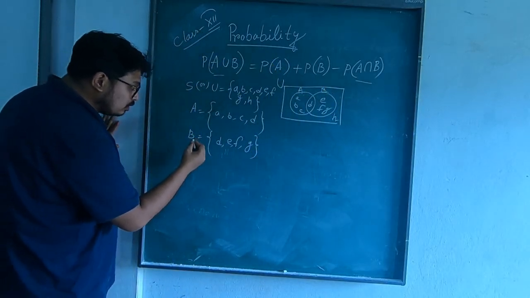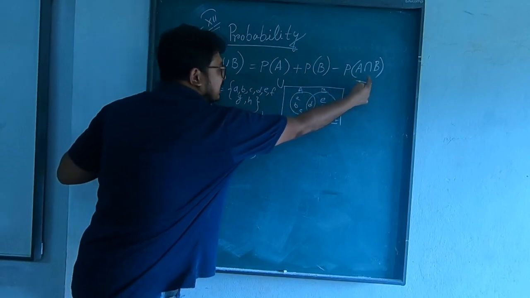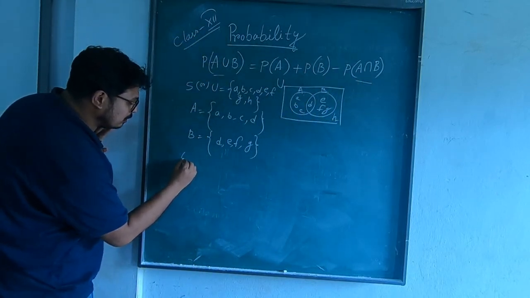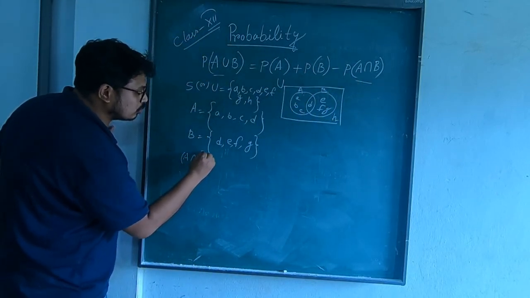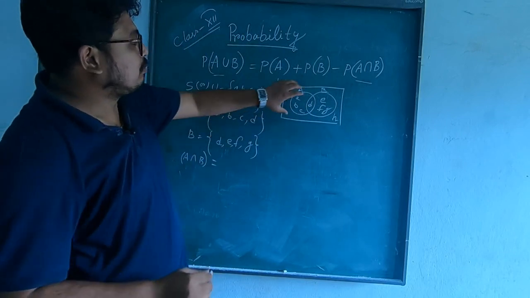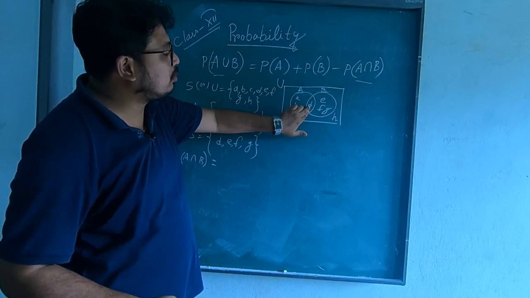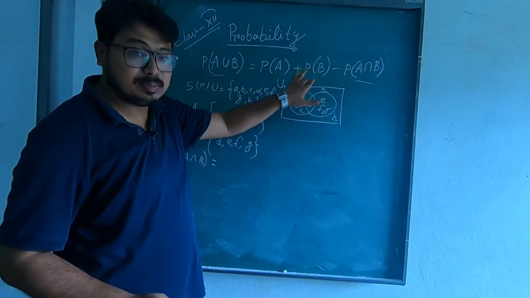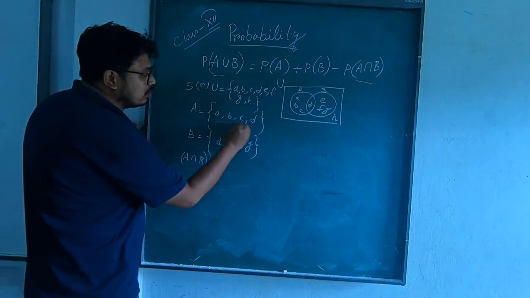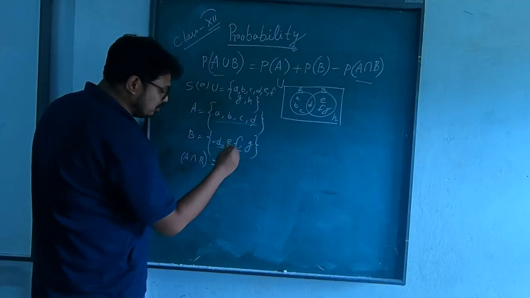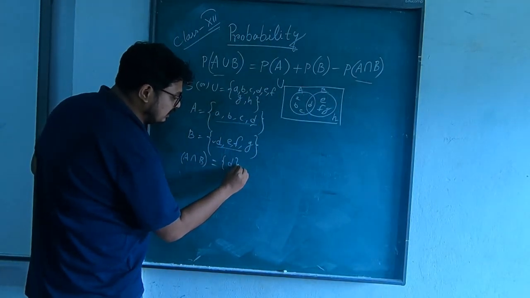Now we will find out intersect. Intersect means the elements present in A intersect B. That means the common elements which are present in A as well as in B. From the diagram you can see D is the element present in A as well as in B. So you can write D.